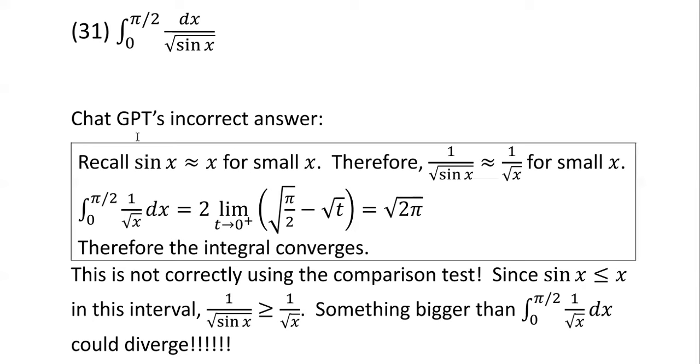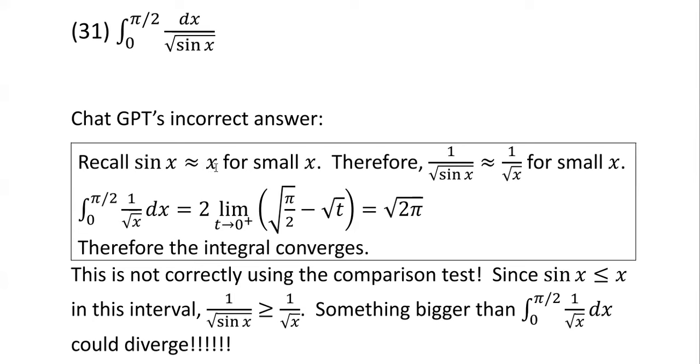Okay. This is what ChatGPT says. Recall sine x is approximately equal to x for small x. If you ever took a physics class, you might have learned this as the small angle approximation. For very small values of x, sine of x is approximately equal to x, or even tangent x is approximately equal to x. And you learn this in physics because when you learn diffraction and all that stuff, some nice equations happen if you make this approximation. Therefore, 1 over square root sine x is approximately equal to 1 over square root x for small x. Okay. We're just using that approximation.